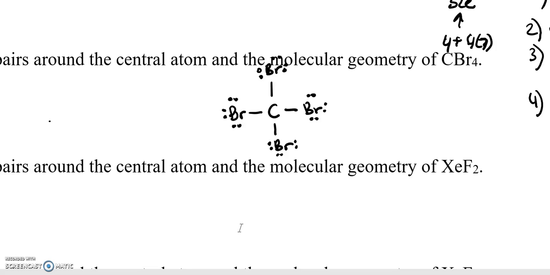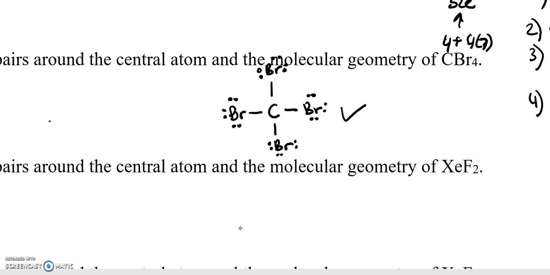So I'm going to look at the central atom. I have carbon as the central atom, right? So carbon has 2, 4, 6, 8. So 8 bonding electrons, or 4 bonds, each with 2 electrons, so it makes 8. So the carbon is an octet as well.